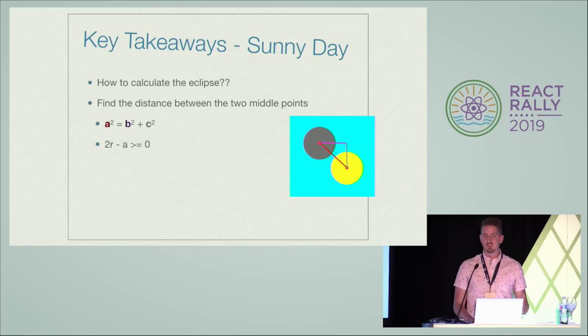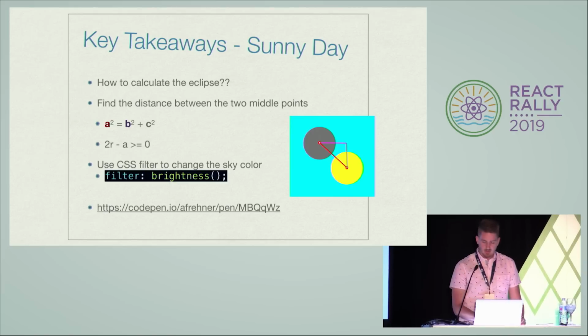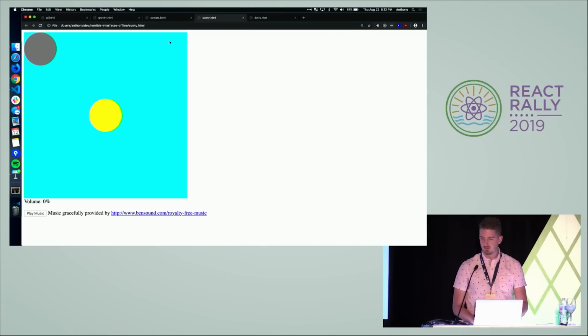And so we can take that value and put it directly into the volume. And we can also eclipse or make the sky darken by using CSS's brightness filter as a cheap way to do it. So there's our CodePen for it, and let's play around with it real fast.